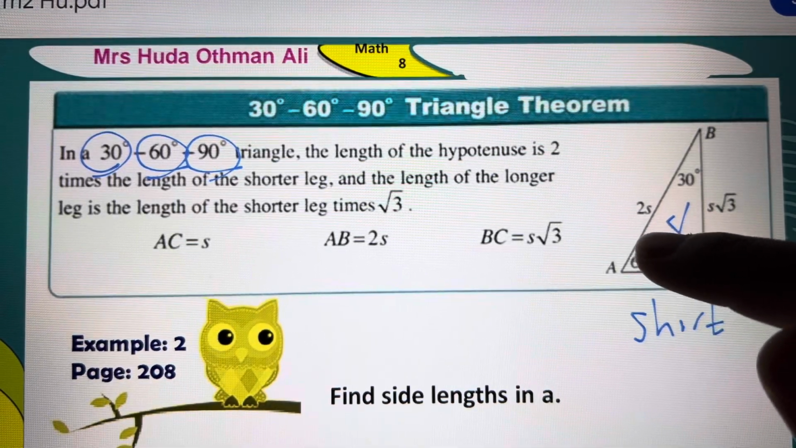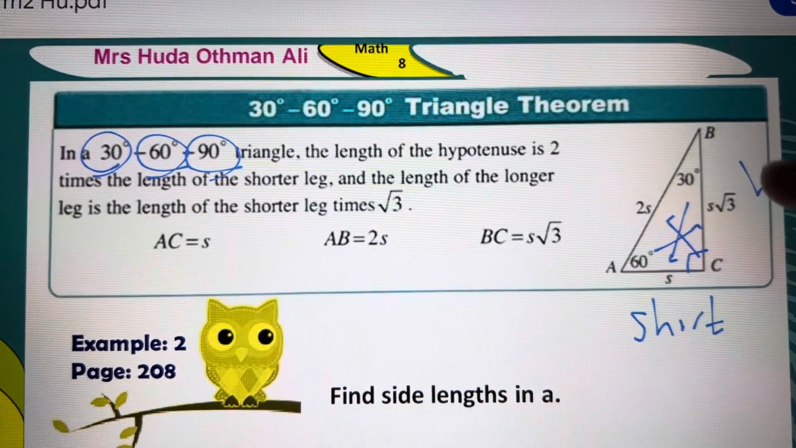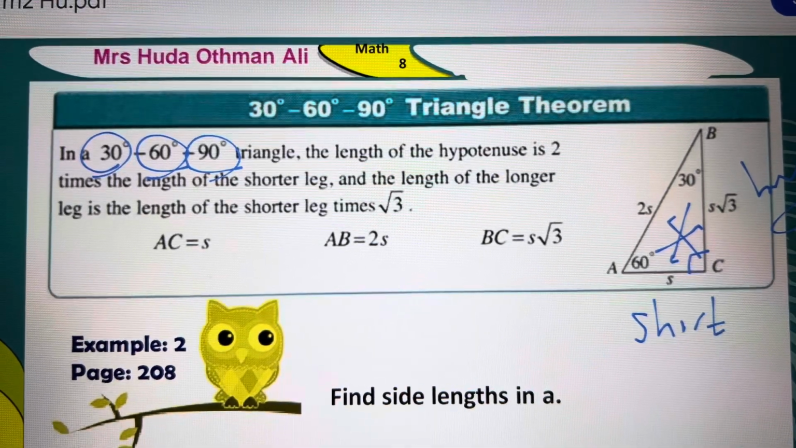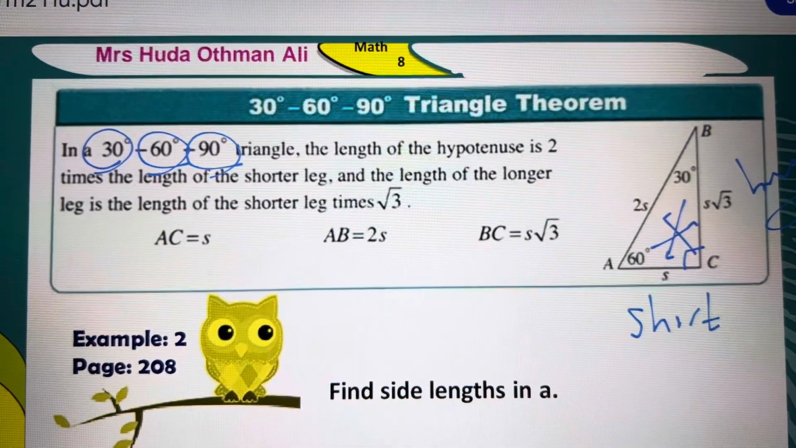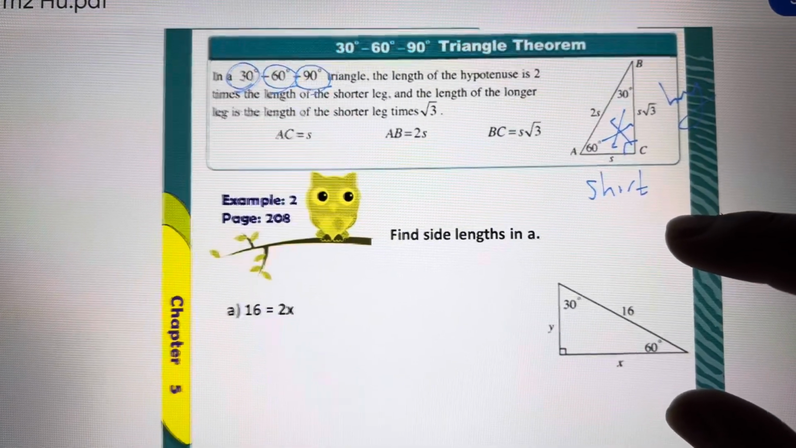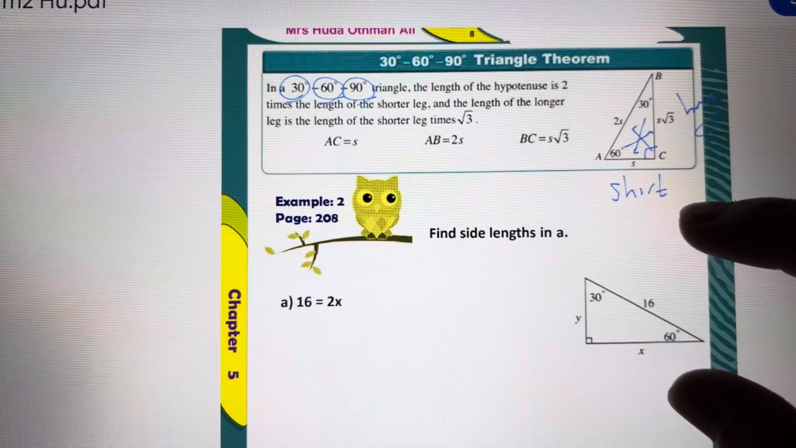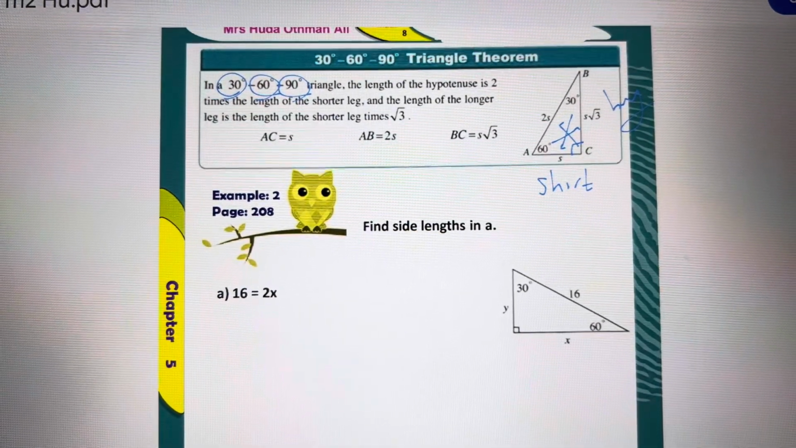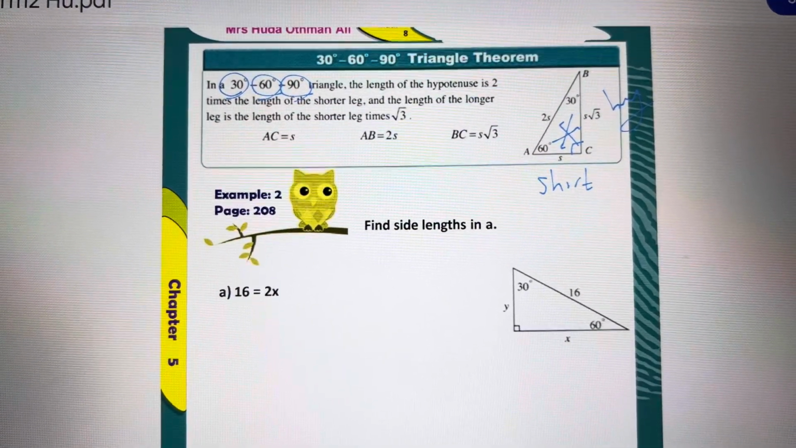While the long one, opposite to the 60, which is going to be the long side, is going to be X square root of 3. X square root of 3. Following that rule, let's answer this question. The question again is asking me to find the side length.